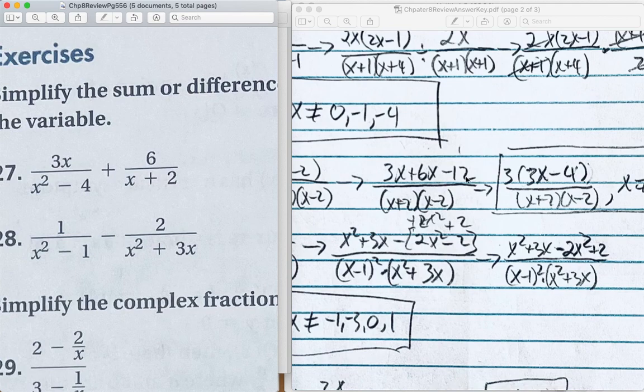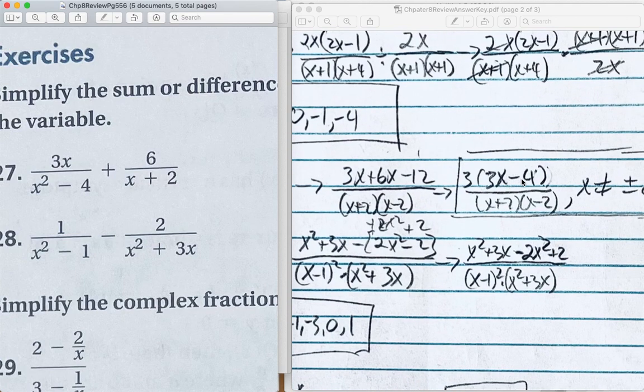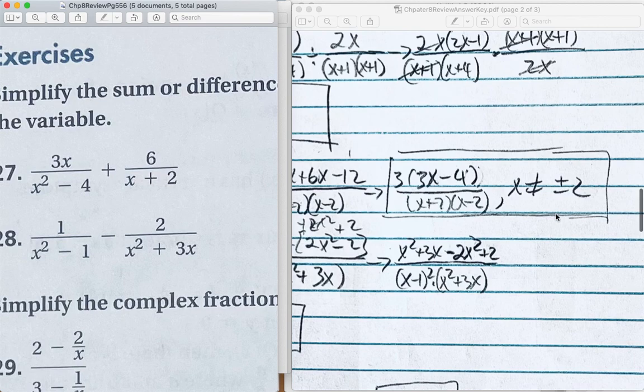I can factor out a 3. And that gives me 3 times the difference of 3x and 4. And that's it. What can x not be? Plus or negative 2.